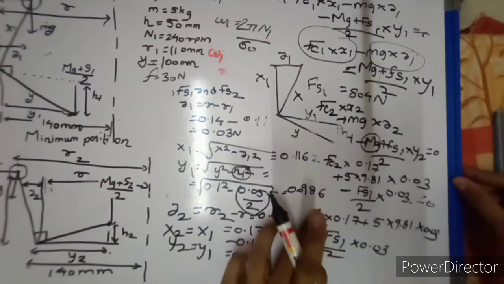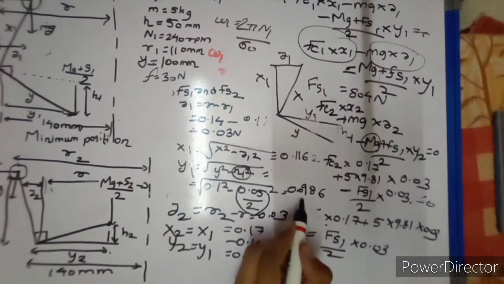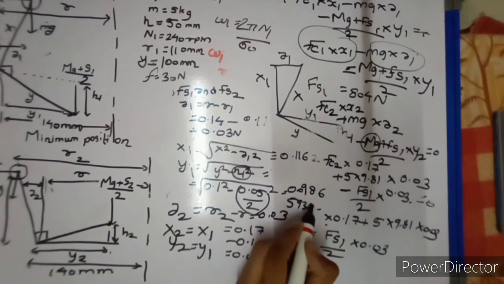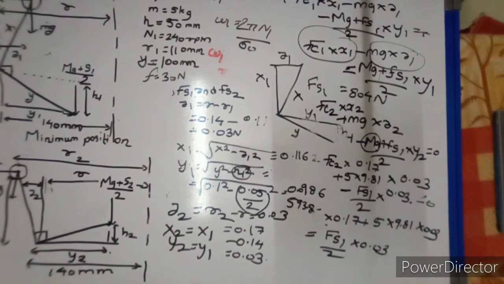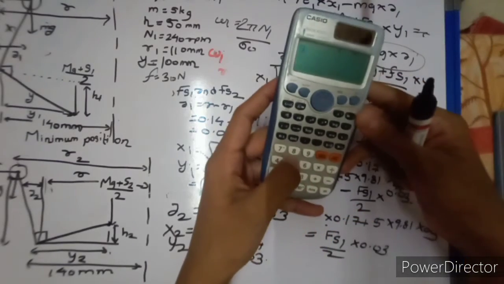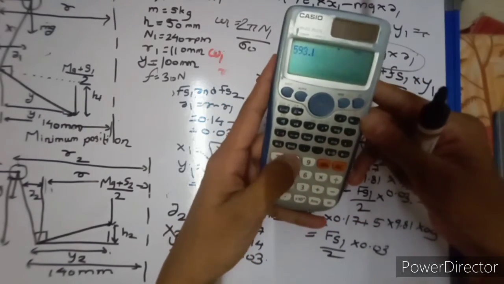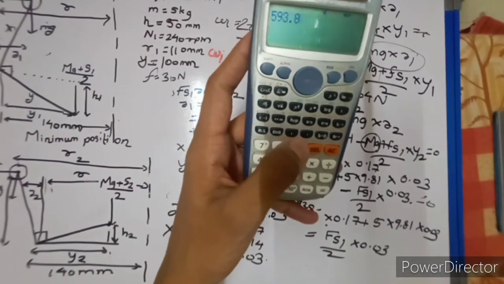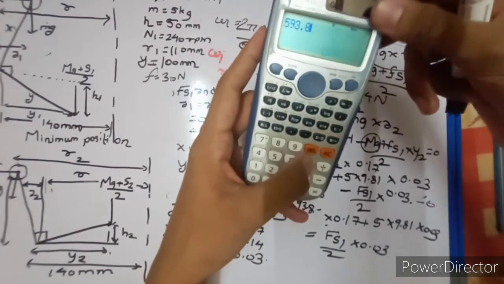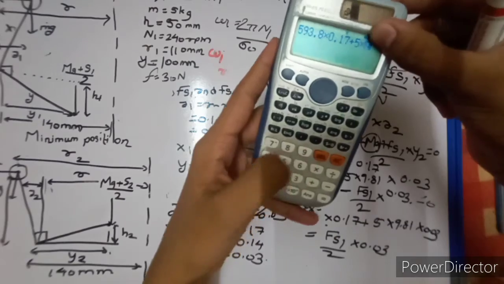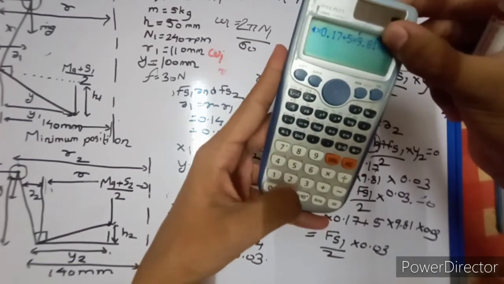So Fc2 is also given. What is Fc2? The value of Fc2 we found out, no? What was the value? 593.8. So let's see if the answer matches. The answer matches. 593.8. I am having a certain answer. It is telling that Fs2 should come 1456. So 593.8 into 0.17 plus 5 into 9.81 into 0.03.